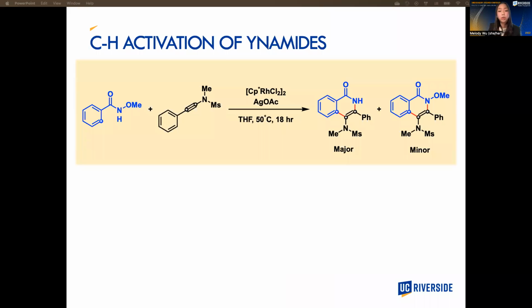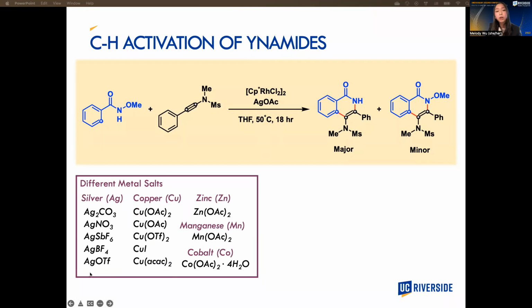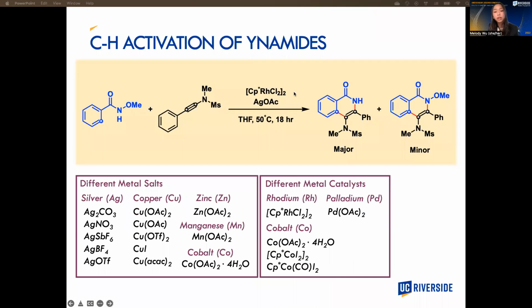And so with this reaction, I've been trying different metal salts. This is where the metal salt would be in my reaction condition. Instead of silver acetate, I have tried a plethora of different silver salts, as well as copper, zinc, manganese, and cobalt salts. Additionally, I've also been swapping out different metal catalysts. The metal catalyst up here is rhodium, and instead of rhodium, I've also tried different cobalt and palladium salts.